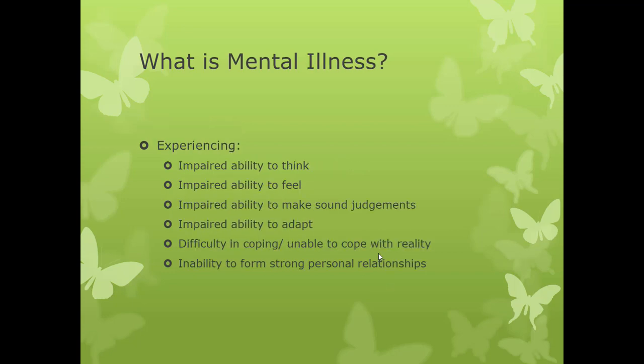So then that leads us to what is mental illness? Basically, it's the impaired, the unhealthy mental aspect: impaired ability to think, feel, make sound judgments, impaired ability to adapt to the changing environment, inability to form personal relationships. As we go through some of the illnesses, you'll see these pieces pop up throughout. And it's a difficulty in being able to cope with a person's reality.